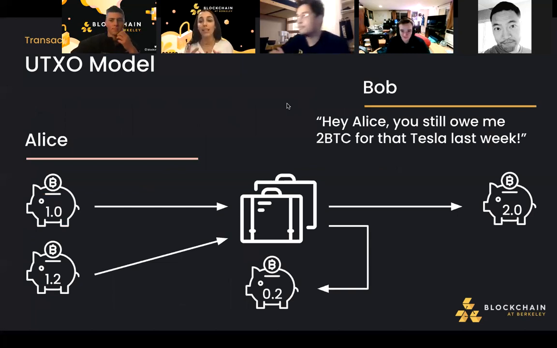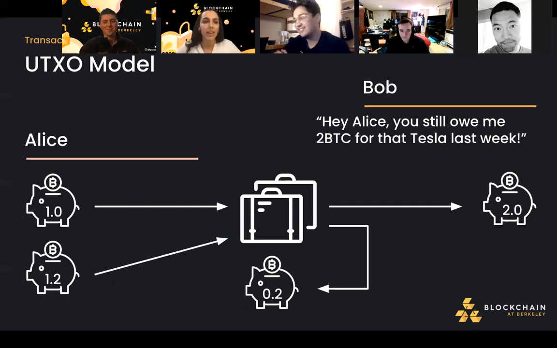So let's say Alice wants to use 2 of her UTXOs, one with 1 Bitcoin and one with 1.2 Bitcoin. It's actually kind of funny. This slide used to say, hey, Alice, you still owe me 2 Bitcoin for that coffee last week. Back when 2 Bitcoin actually bought you a coffee. But now we changed it to Tesla because that's upwards of $70,000 now. And so, hey, Alice, you still owe me 2 Bitcoin for that Tesla last week.